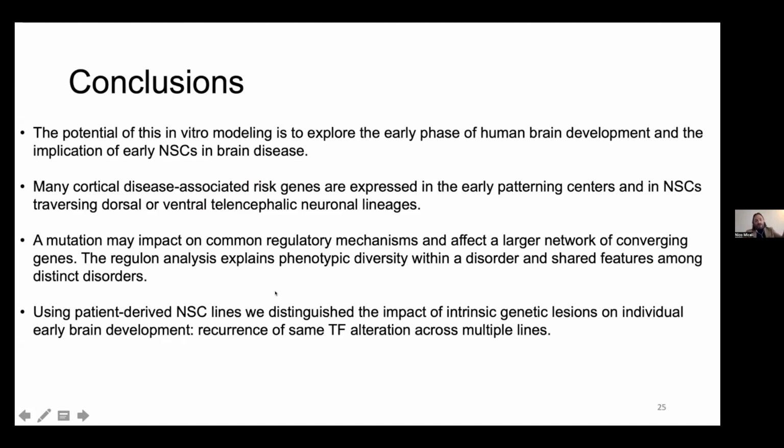So I showed you, with the regulatory analysis, how we can explain phenotypic diversity within disorders or shared features among distinct disorders. And finally, using patient-derived neural stem cell lines, we distinguish the impact of intrinsic genetic lesions on individual early brain development, and we found recurrence of the same transcription factor alteration across multiple lines.